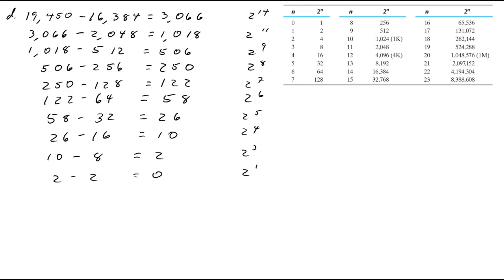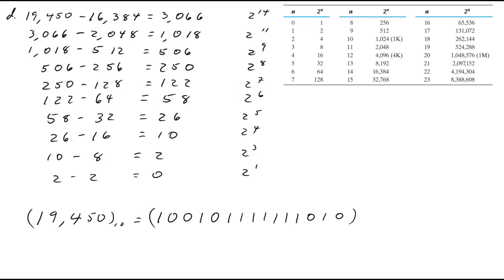Now we can write this number in binary. 19,450 in base 10 will be equal to, let's see, there's a 14, there's no 13 or 12, but there is an 11, there's not a 10, there's a 9, 8, 7, 6, 5, 4, 3, not a 2, there's a 1, not a 0. Boy, that's a nice long number, isn't it? That's it. That's 19,450 in base 2.